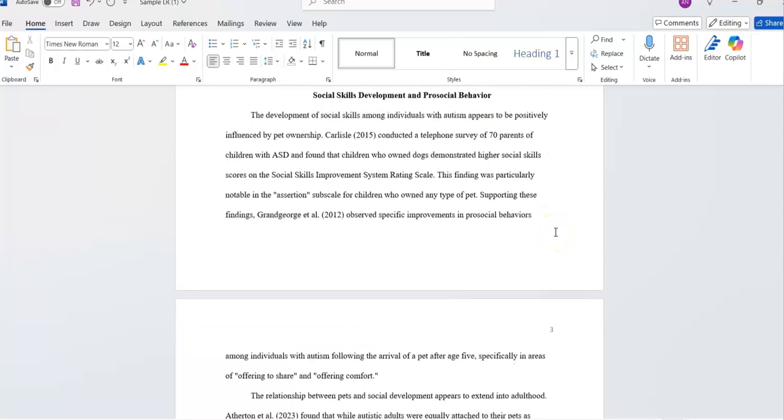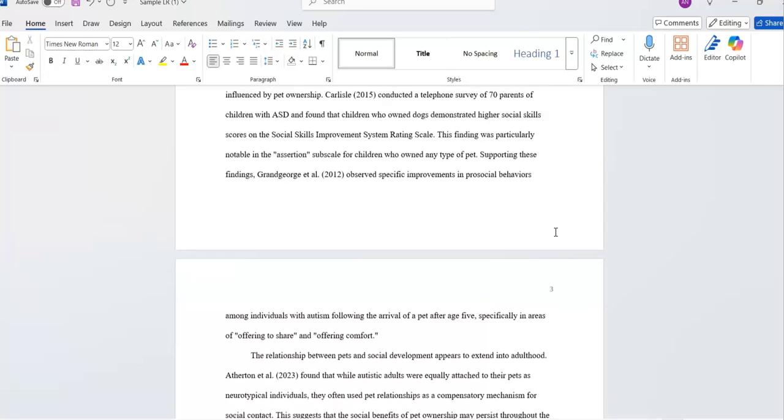Supporting these findings, Grandgeorge et al., 2012, observed specific improvements in prosocial behaviors among individuals with autism following the arrival of a pet after age 5, specifically in areas of offering to share and offering comfort. All right.